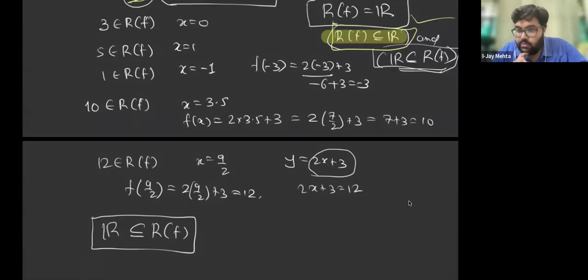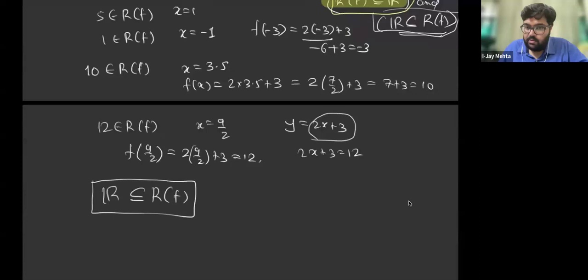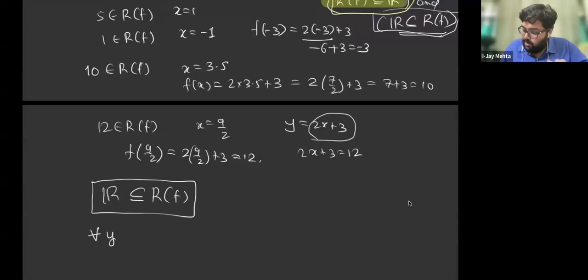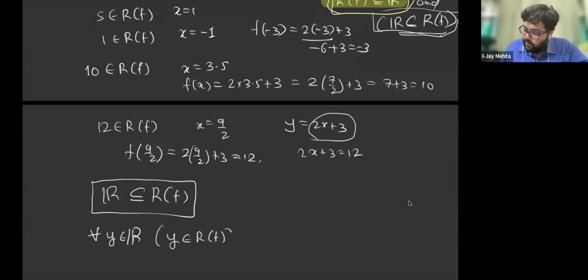Rachna? So if we take any element from R, that element is also in the range of f. So what notation do you want to give to the element? Given any Y in R, given any real number, such that Y belongs to range of f.